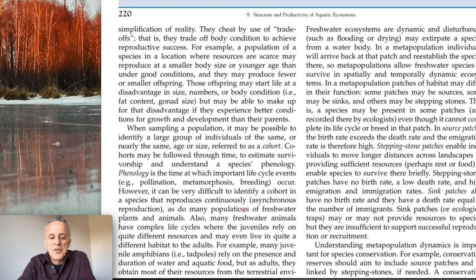When sampling a population, it may be possible to identify a large group of individuals of the same or nearly the same age or size, referred to as a cohort. Cohorts may be followed through time to estimate survivorship and understand a species' phenology. Phenology is the time at which important life cycle events occur. However, it can be very difficult to identify a cohort in a species that reproduces continuously, as do many populations of freshwater plants and animals.